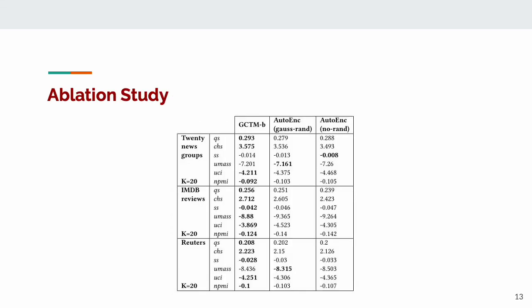Moreover, we performed an ablation study. Our goal was to understand if the generative network was really useful in the dimensionality reduction phase or not. As you can see from the table, the generative part confers better performance to the overall system.